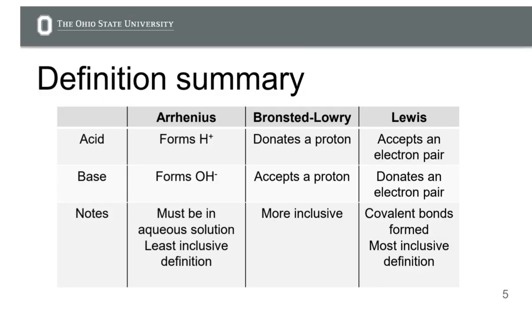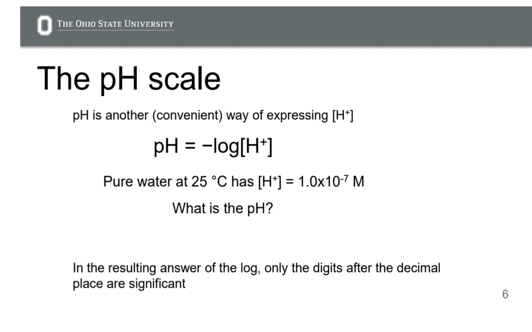All right, so a little summary here of your 3 definitions of acids and bases. We've talked about this quite a bit now. Arrhenius, H+ and OH- are what we're looking for. Bronsted-Lowry, where the proton's going, and Lewis, where are the electrons going. All right, so we need to talk a little bit about the pH scale.